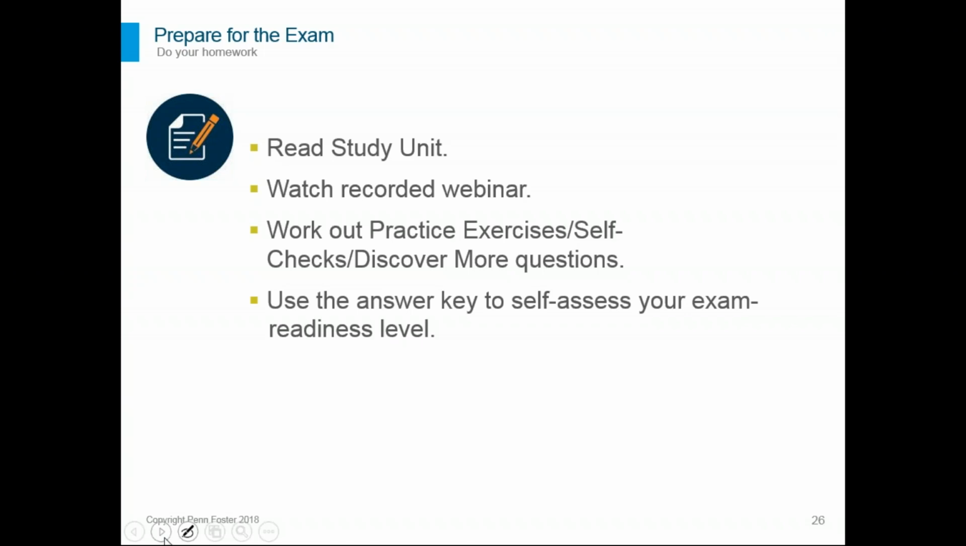So to study and learn the topic, you need to read the unit, do the lessons, read them, take notes. There are practice questions provided within each lesson. They may be called practice questions, self-checks, or discover more questions. These are not required of you to pass the course. They are not graded, but they're provided for a reason. They're provided to give you practice for the exam.